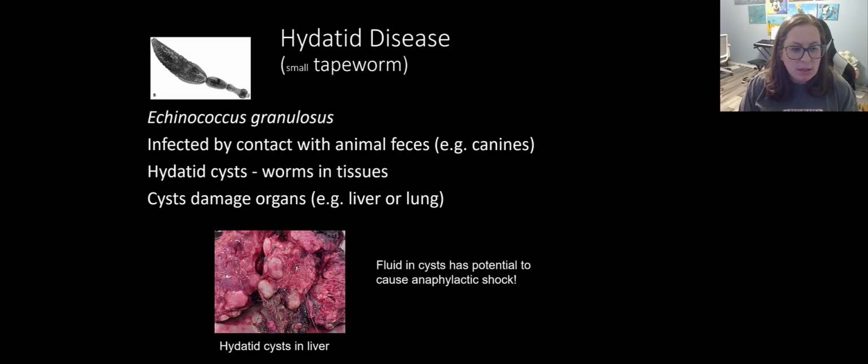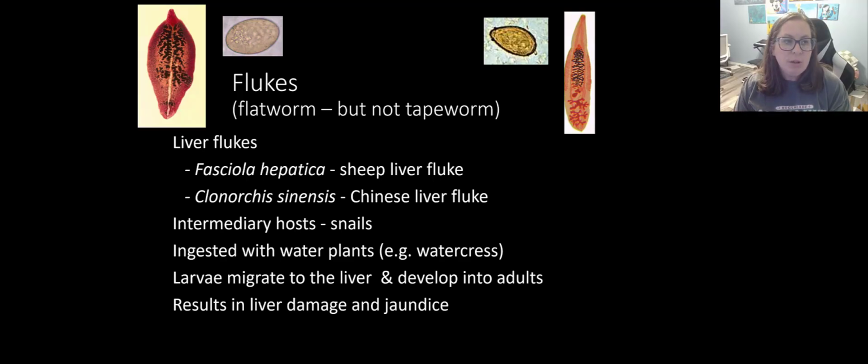This one is showing you the hydatid cysts in the liver, with fluid in the cysts. When they rupture or explode, they have the potential to cause the patient to go into anaphylactic shock, because the immune system is going to try to take care of them quickly, which ultimately is a hypersensitivity or an exaggeration that can occur.